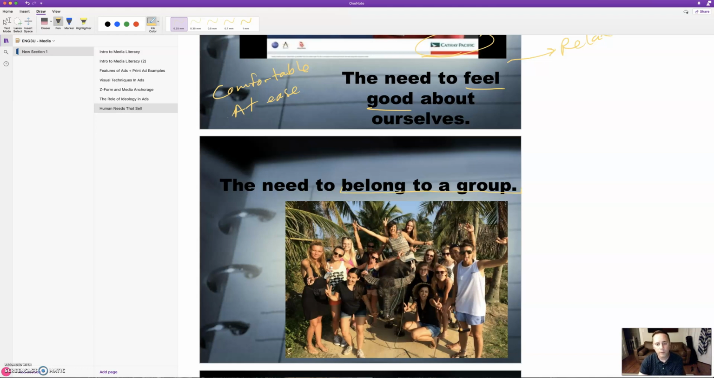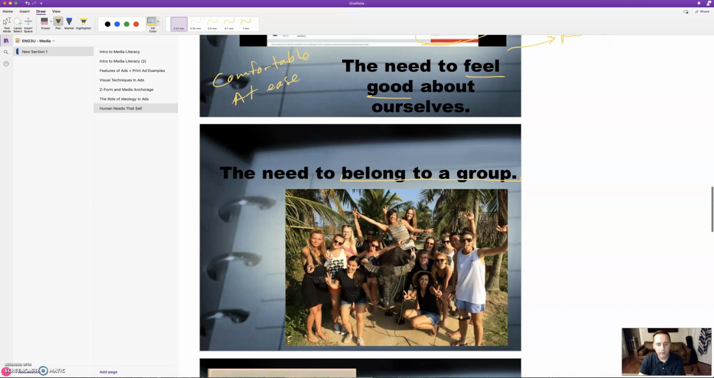So belonging to a group here, we actually don't see any product advertised in this particular picture, but we can see all young people. So we have a young group. So that's our age demographic, right? And they're all smiling, having fun, making goofy faces and so on. And they're somewhere exotic and tropical. We can see from the trees behind them.